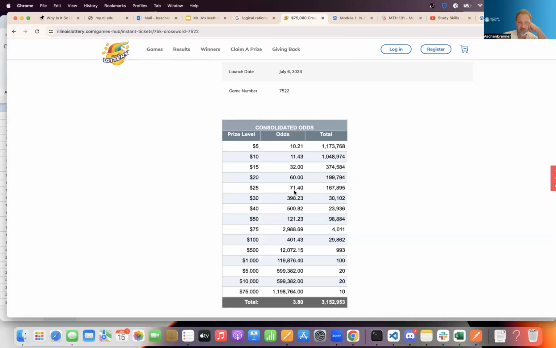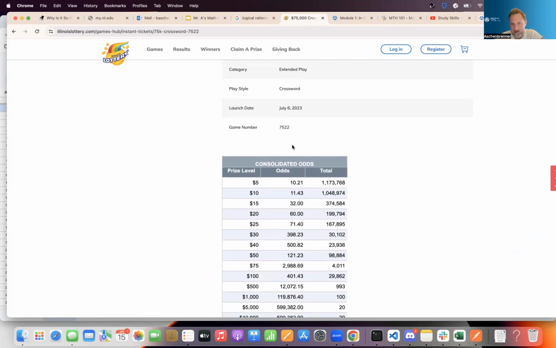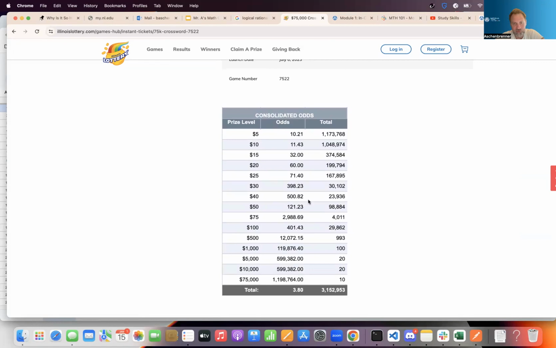One thing that's interesting here is that I kind of struggled with understanding what was being presented to me. It does not tell me how many tickets were produced. That would be helpful, but I can kind of infer that from the odds. Now, first of all, odds is not the same as probability, and we're going to talk more about probability later. But basically, I needed to take this information.